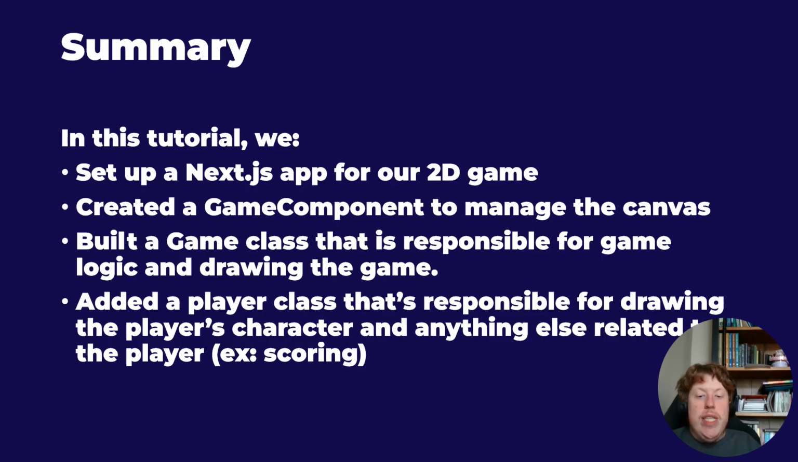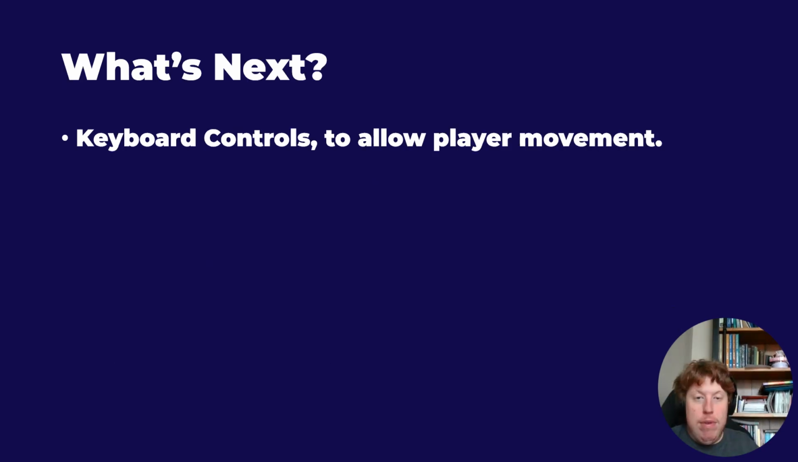In this tutorial, we set up a Next.js app for a 2D game, created a game component to manage the canvas, built a game class that is responsible for game logic and drawing the game, and added a player class that's responsible for drawing the player's character and anything else related to the player, for example, scoring. This is just the beginning. Next, we'll add keyboard controls so the player can move freely.